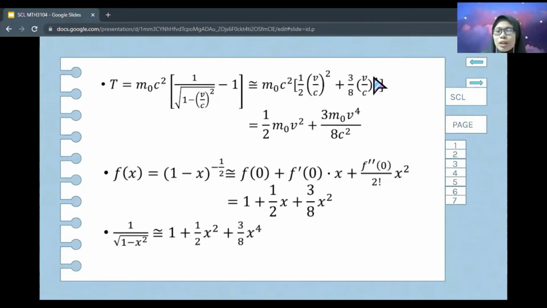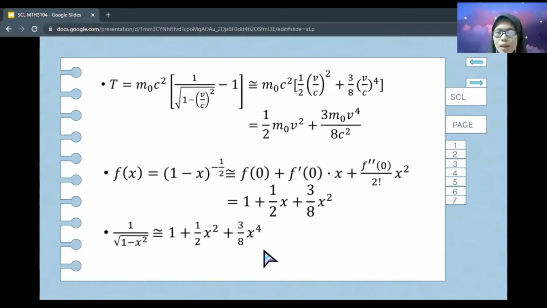f(0) plus f prime(0) times x, and we can compute those values. The value of this function at 0 is 1, plus 1 over 2 times x. The function that I have is 1 over the square root of 1 minus x squared, and in this case, the approximation will be 1 plus 1 over 2 x squared. So let's go back to the top and use this approximation.